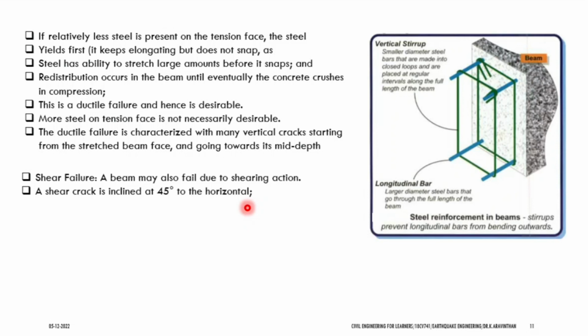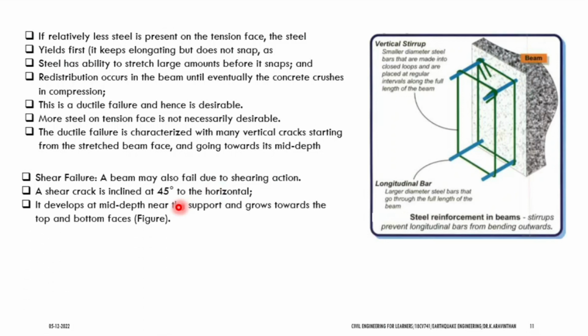There are two types of reinforcement. One is longitudinal reinforcement and one is stirrups. If the minimum number of stirrups is not provided in a beam, it will develop inclined cracks. 45-degree cracks exactly it will be showing. If this kind of crack is observed, then it is called a shear crack. The beam has insufficient stirrups. It develops at mid depth near the support and grows towards the top and bottom face.